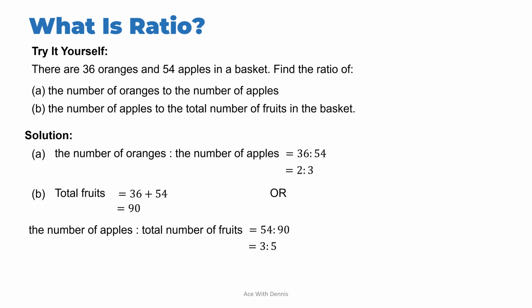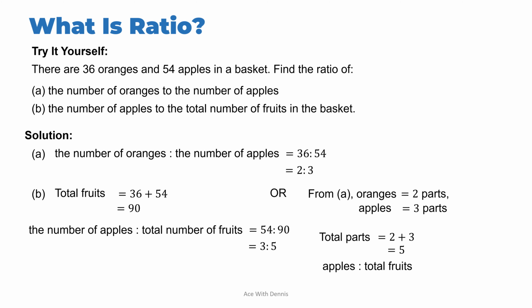Or, there is another method to get the answer for B. From A, oranges take 2 parts, and apples take 3 parts. Hence, the total parts are 2 plus 3, which is 5. So, the ratio of the number of apples to the total fruits equals 3 to 5.